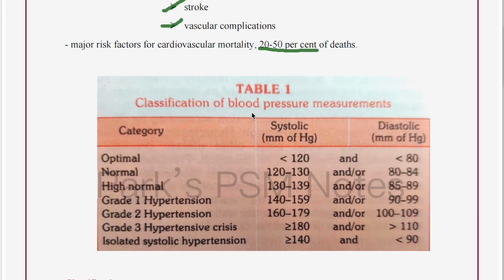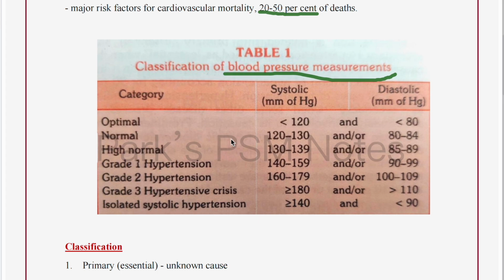Next, coming to the classification of blood pressure measurements. So you have to learn this chart by heart, where the optimal is systolic less than 120 mmHg and diastolic less than 80 mmHg. The normal is 120 to 130 systolic and diastolic 80 to 84. Then comes the high normal, grade 1, grade 2 and grade 3 hypertensions. And finally isolated systolic hypertension where the systolic is greater than or equal to 140 and diastolic less than 90 mmHg.